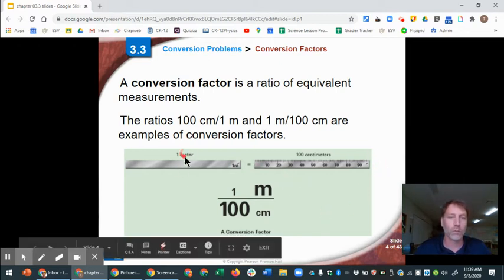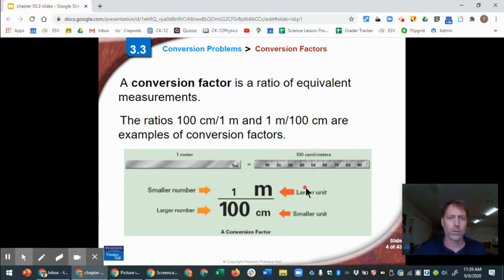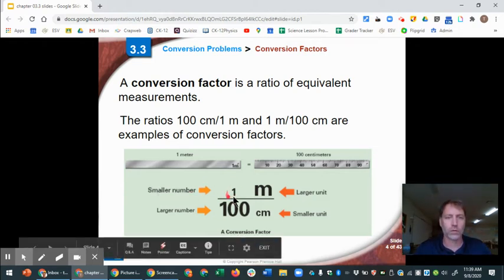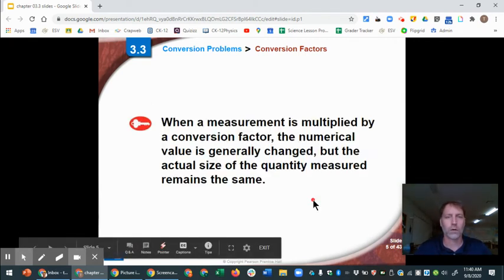How you go from meters to centimeters is this conversion factor, 1 meter per 100 centimeters or 100 centimeters for every meter. So the small number goes with the large unit and the large number goes with the smaller unit. That's one way to think of it. I don't see it as incredibly helpful, but your book sure does.